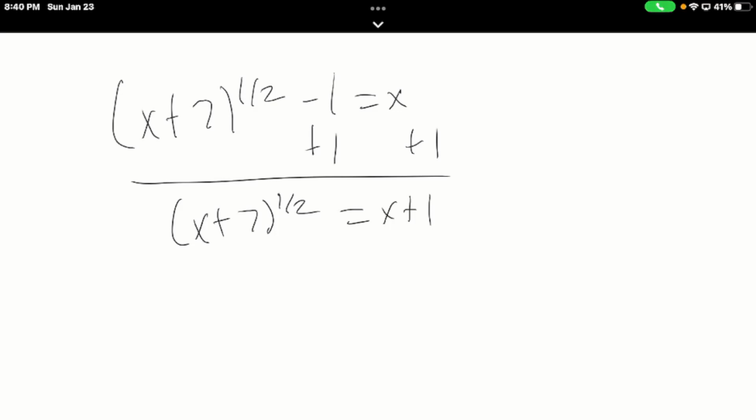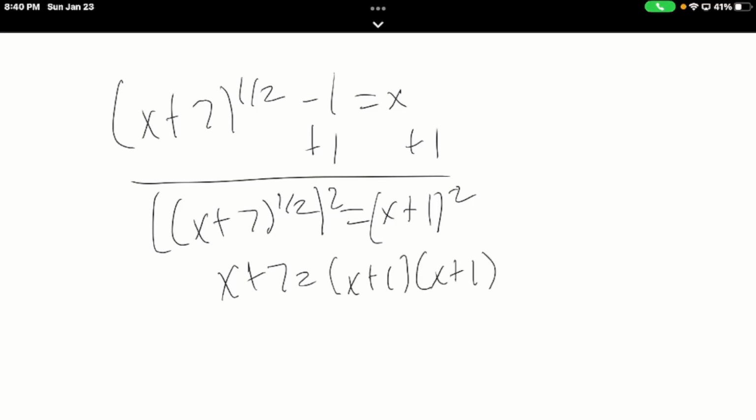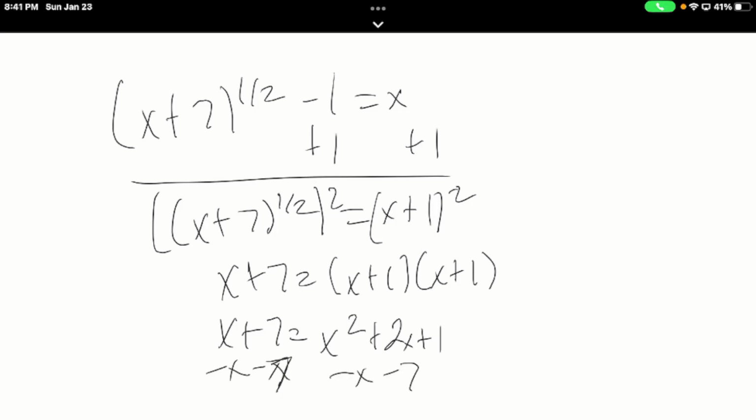I'm going to square both sides now. Notice this is not the same as x squared plus 1 on the right. You have to FOIL it. x plus 7 equals x plus 1 times x plus 1. Left-hand side's fine. The right-hand side is x squared plus 2x plus 1. That's what that multiplies out to. I'm going to subtract x and subtract 7 from both sides, minus x minus 7, giving me that 0 equals x squared plus x minus 6.